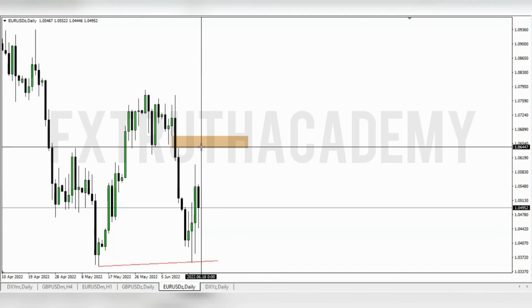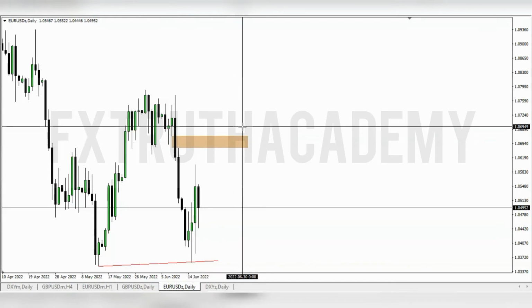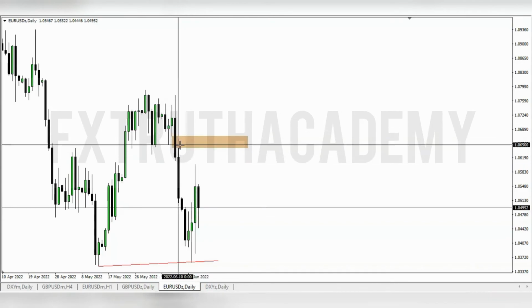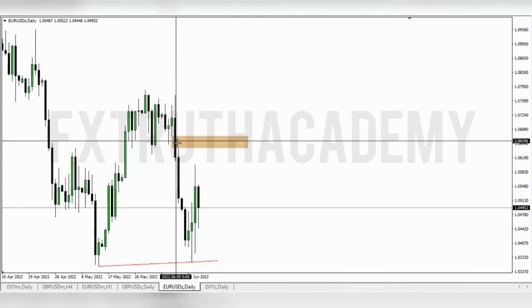So these are things you need to bear in your mind based on psychology to help you know when to apply and what you're looking for in price. You understand? So there's a draw of liquidity into this fair value gap. I'm anticipating it to happen.